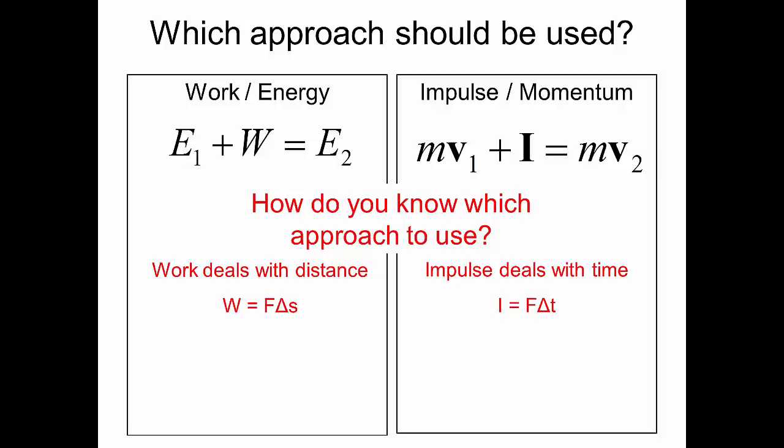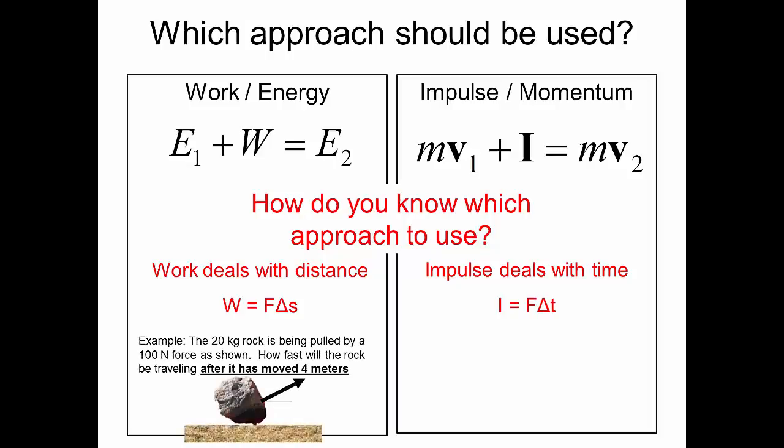So if we read the problem and look at what it's asking for, we can get a better understanding of which approach should be used, whether we should use work and energy or impulse and momentum. For example, if I have a 20 kilogram rock that's being pulled by a 100 Newton force, as shown in this picture, how fast will the rock be traveling after it has moved 4 meters? Because it's dealing with a change in position after it's moved 4 meters, we would probably want to solve this problem using work and energy.